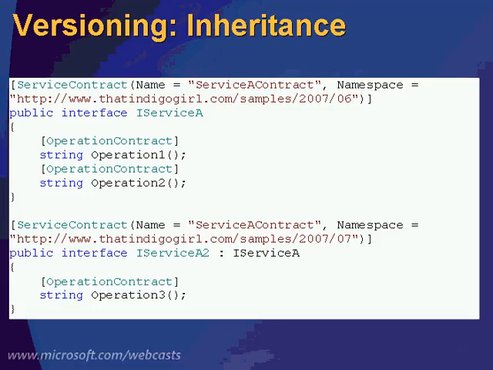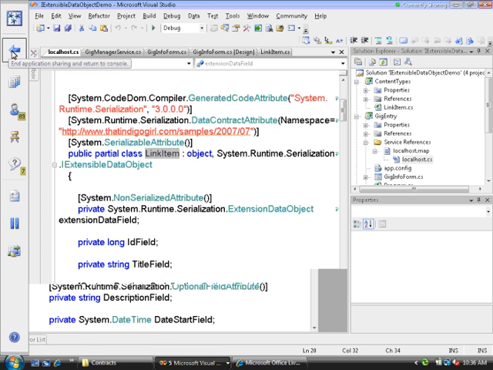Now, I've got a slide here that you'll see when you print, with an example of how we implement this, but I'm going to go through a demo. This is Service A with operation 1 and 2, inherited to iService A2, which has operation 3. Notice the new namespace, 2007-07, 2007-06. I have versioned the namespace by month and year. So let's see a demo.